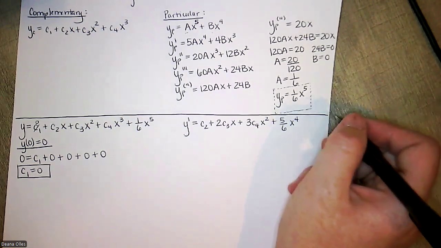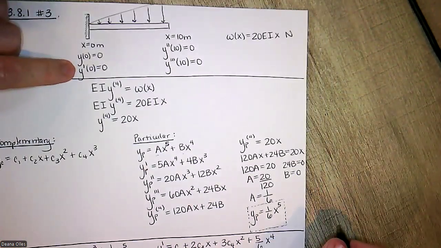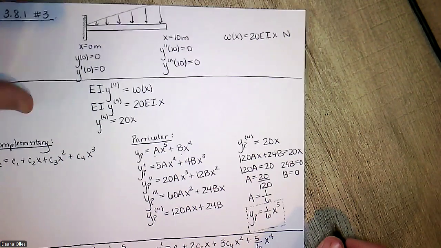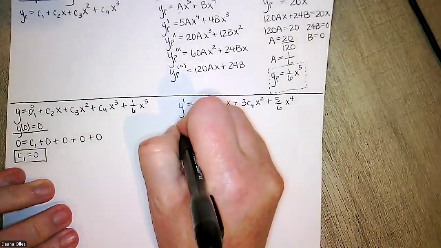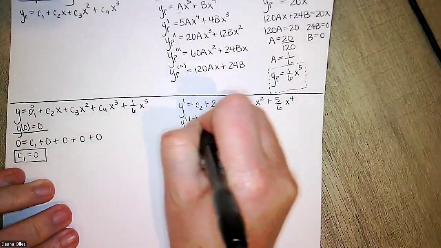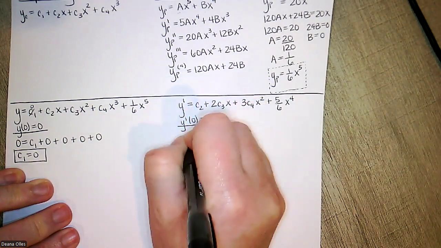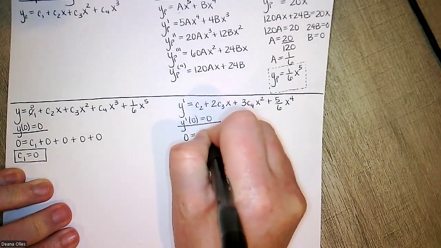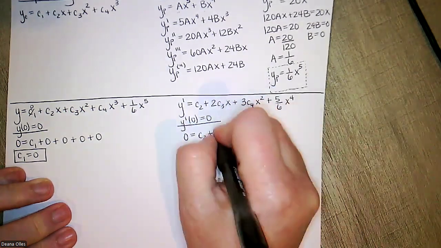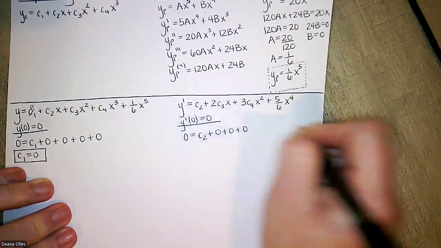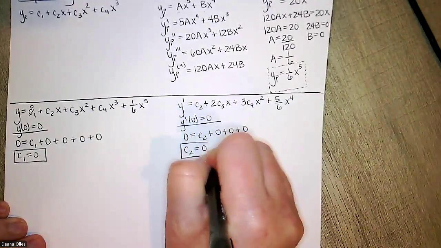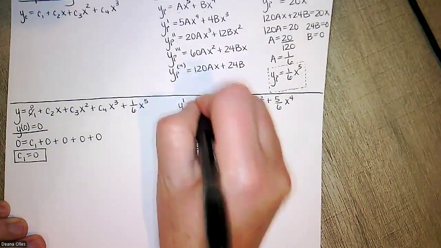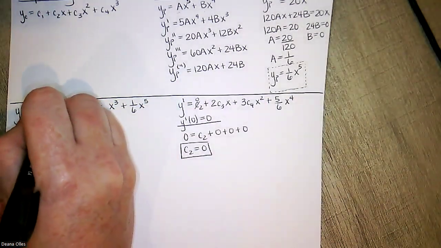Let's see if I can use a condition for y prime. Scooting back up to the top, and there it is. y prime of 0 equals 0. Let's use that one. So y prime of 0 equals 0. So 0 equals C2 plus, and then all of these terms will be 0 after that, which means C2 is also 0. Very nice. So I'm going to go ahead and call that 0, and let's come on over here and call this term 0.